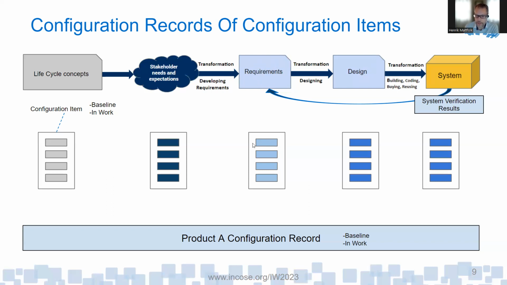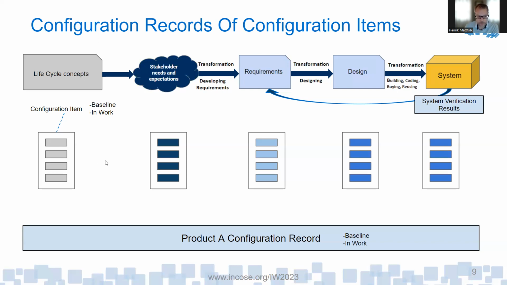These individual boxes represent the individual requirements. And then you see a wrapper around those artifacts, and that is what we think of as the configuration item. It can be baselines, or it can be an in-work version. And the same goes for other artifacts here, like life cycle concepts, needs and so on.